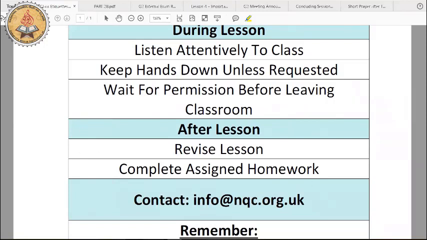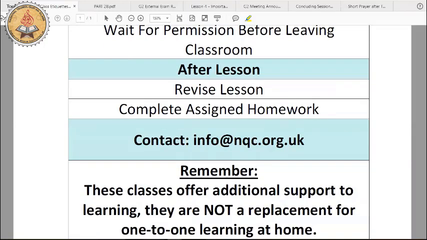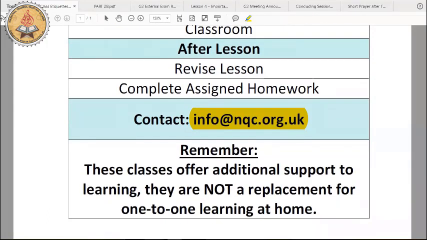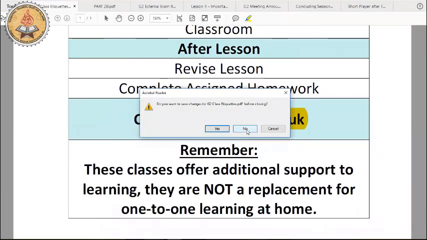If you have any queries, questions, comments, or anything else you would like to say, you can contact us at info@nqc.org.uk, this one. And remember lastly that these classes that you are attending with us, they are only additional support to your learning that you're already doing. It's not a replacement for the one-to-one learning you already do at your home. Okay, Jazakumullah for listening to that.